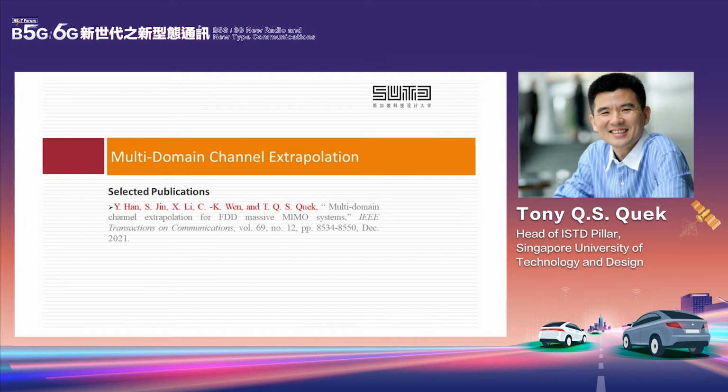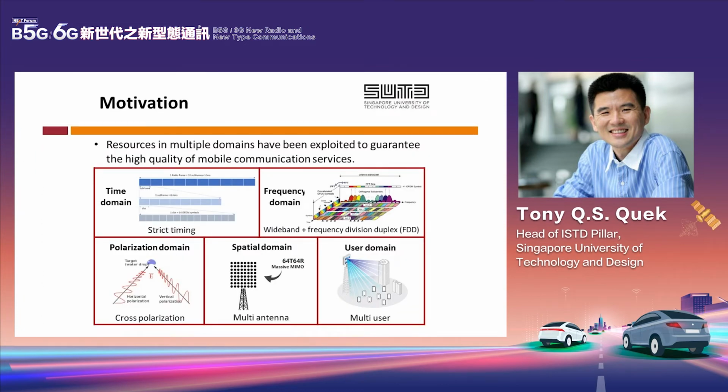Let's look at actual applications. This is a recent paper that we have, and the motivation is that the whole idea of wireless communications, whether it's 5G and beyond, is to exploit the resources in multiple domains, to guarantee high quality of mobile communication services. We know you can use the time domain, the frequency domain, and polarization, antenna polarization, as well as the spatial domain or user domain.